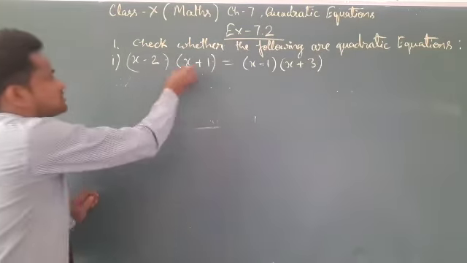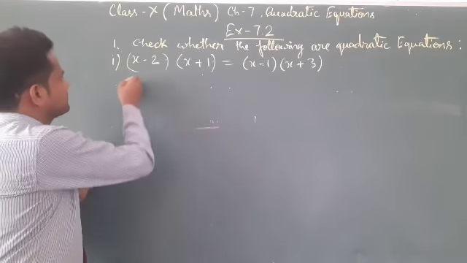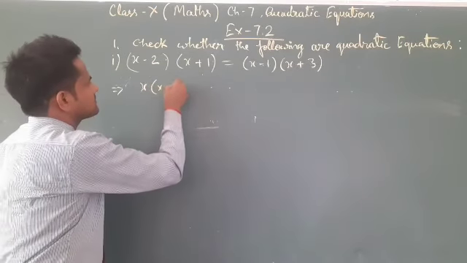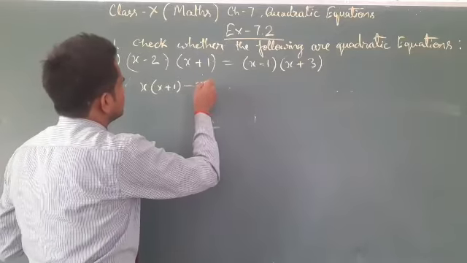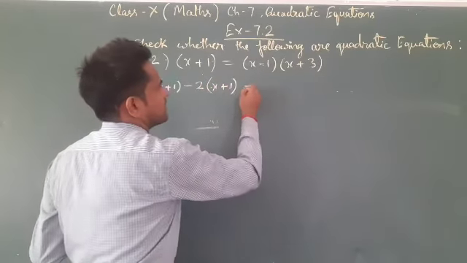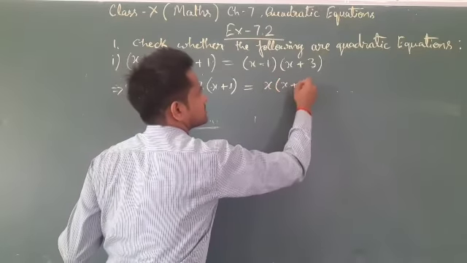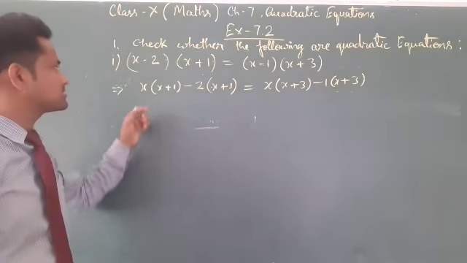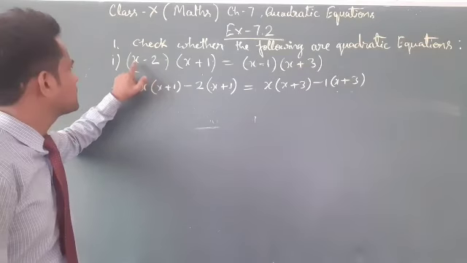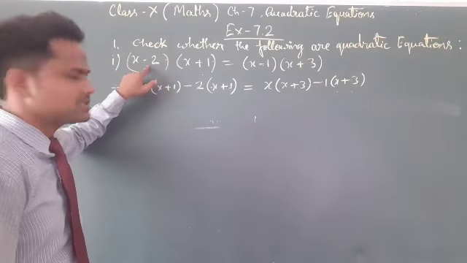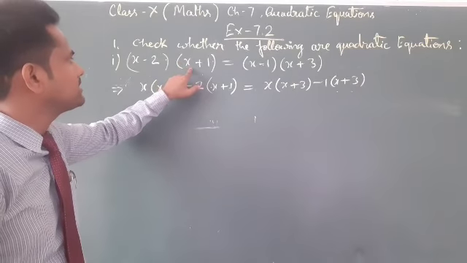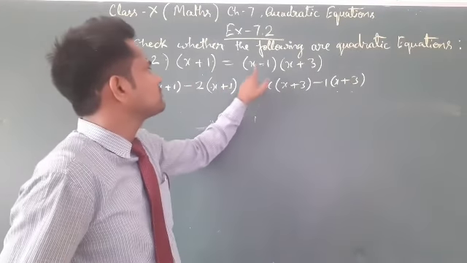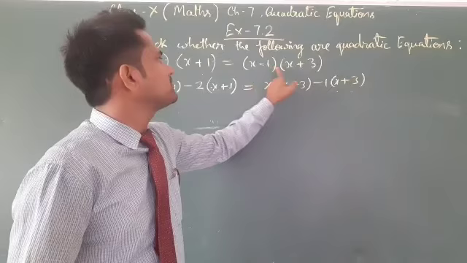Then first you have to multiply: x multiplied by (x + 1) and -2 multiplied by (x + 1), equal to x multiplied by (x + 3) and -1 multiplied by (x + 3). That is the process of how to multiply each term with each other.